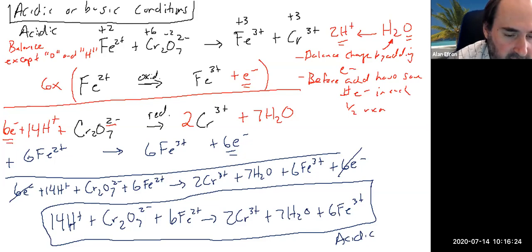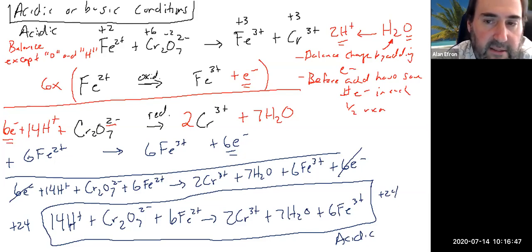So if you add up all the charges on the left-hand side, plus 24. On the right-hand side, 2 times 3 is plus 6. 6 times 3 is plus 18. So that's 18 and 6, which is plus 24 on the right. So overall charge plus 24 on the left, plus 24 on the right. Everything's balanced. Everything's balanced in terms of elements as well.